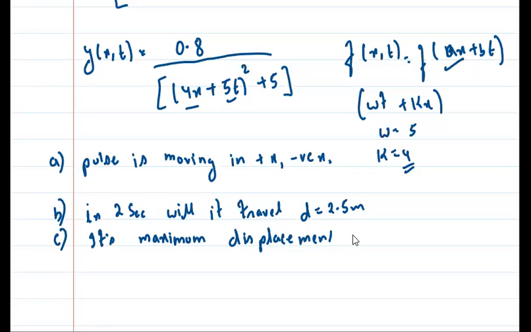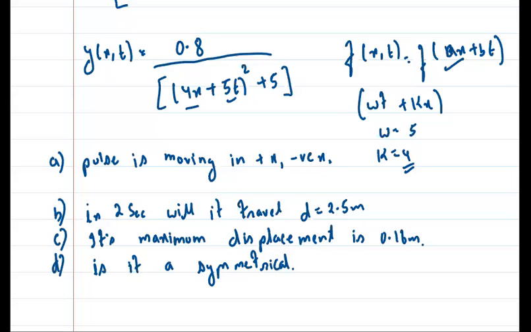Right? Maximum displacement is 0.16 meter. Okay. And fourth one, is it a symmetrical pulse? Okay. Now, these are the 4 problems associated with this expression, right? Now, first one is easy. Tell me, first one is easy, yes or no? What is the answer of first one?